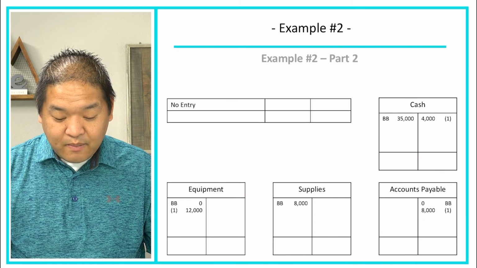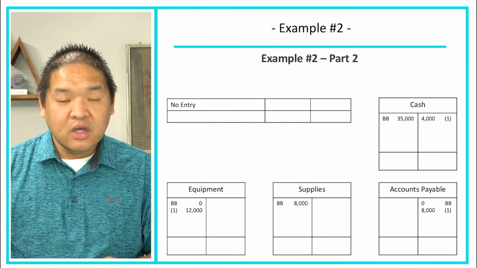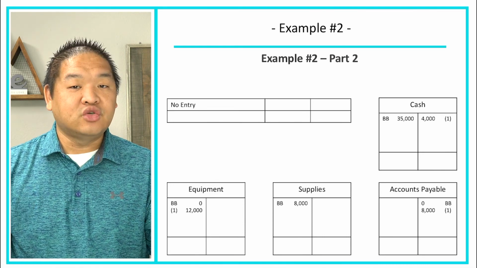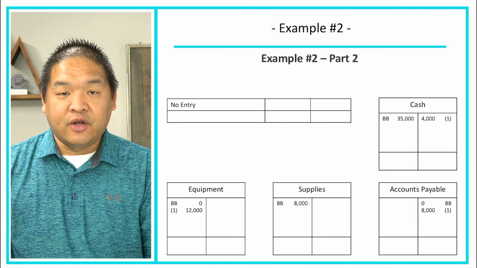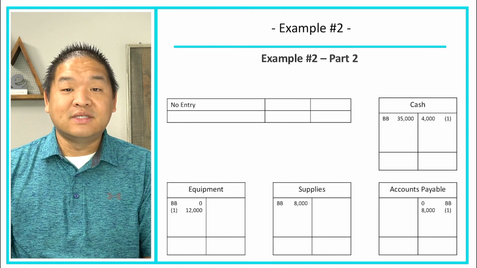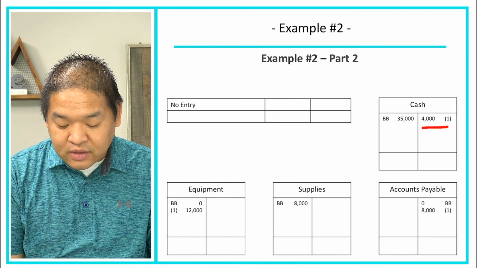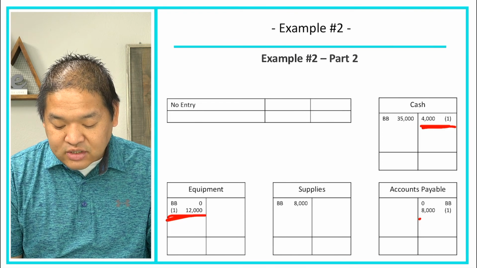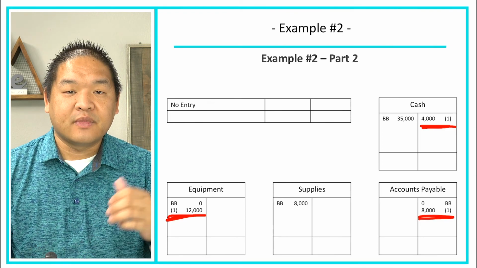So let's move to part 2 here. If you notice part 2, we have no entry. If we don't have any entry, we don't post anything. So if we don't post anything, we are done.